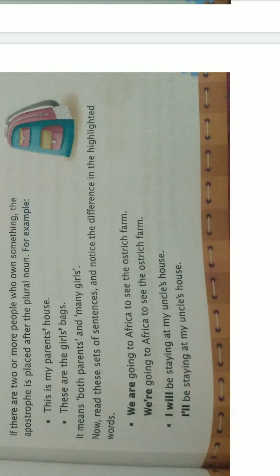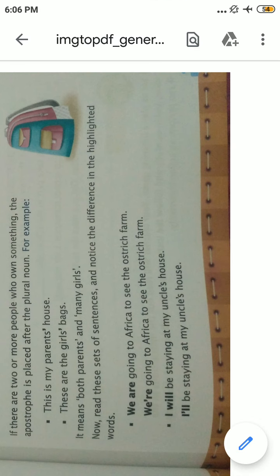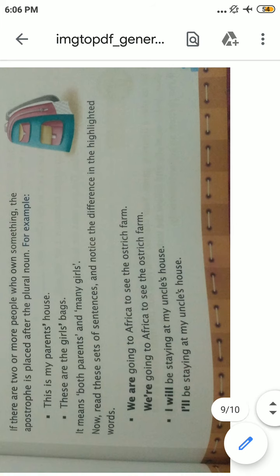Now we'll read some sentences and we'll notice the difference between the highlighted words. We are going to Africa to see the ostrich farm. Now two words are given, we and are. If we want to combine these two words, how can we write it? We can write it as we apostrophe re. We have cut down a and we have written it as we're. So it will become we're going. It is similar. It is only we are, but we have written it in the short form.